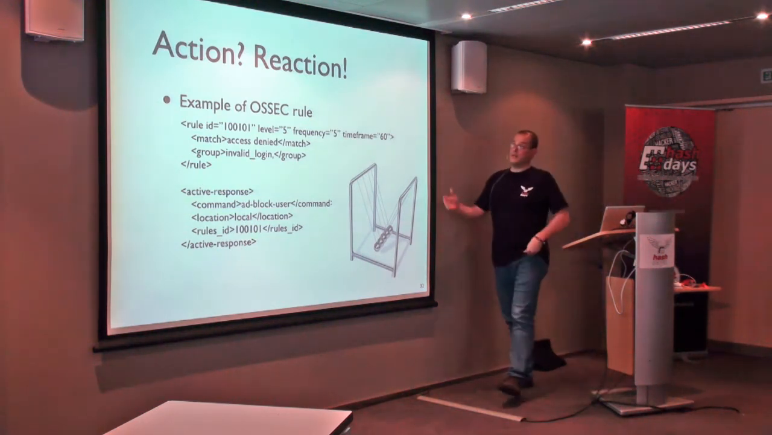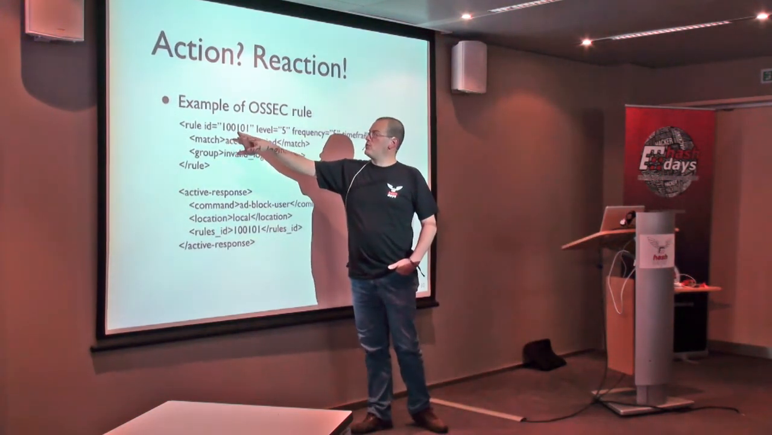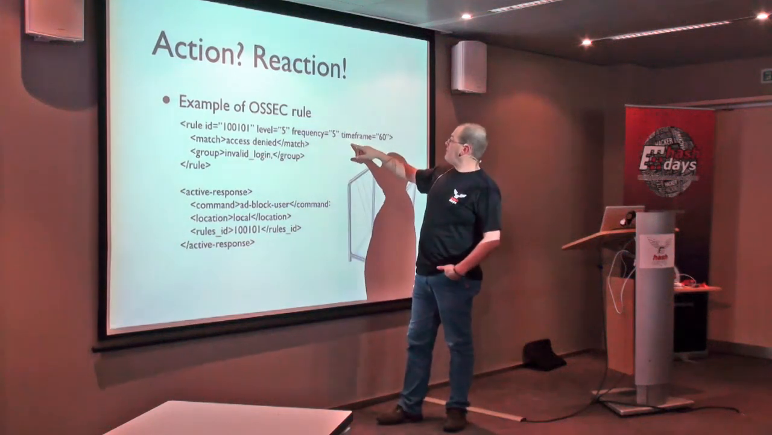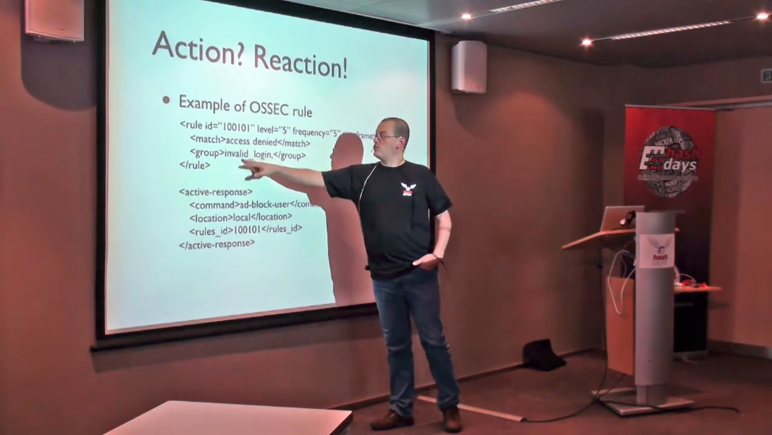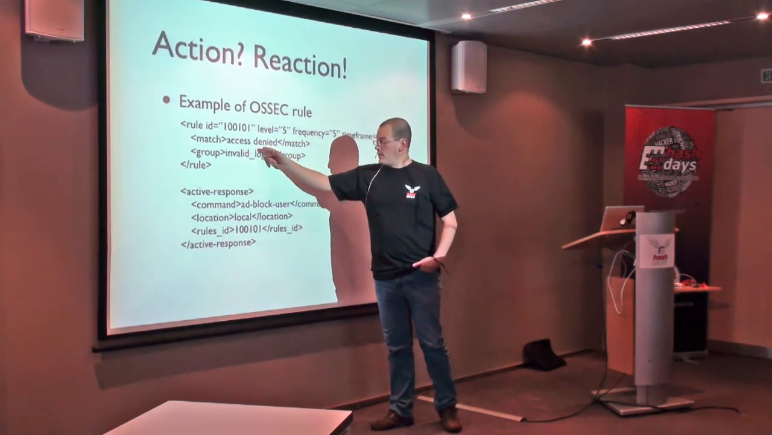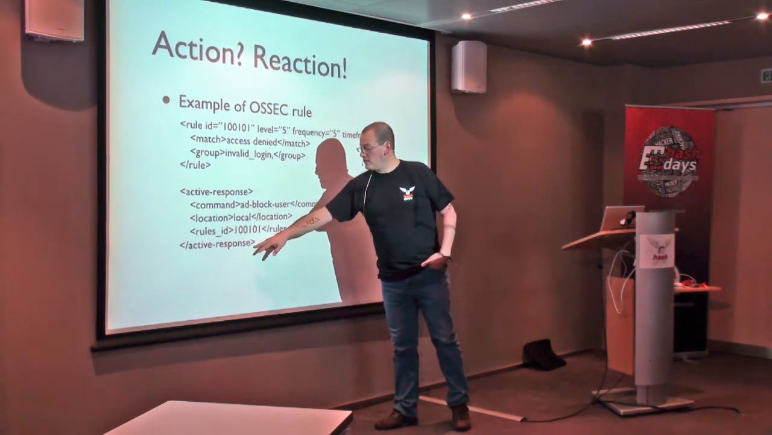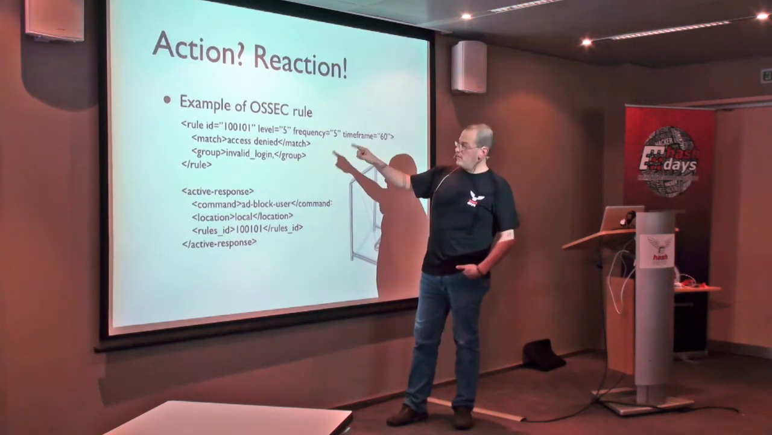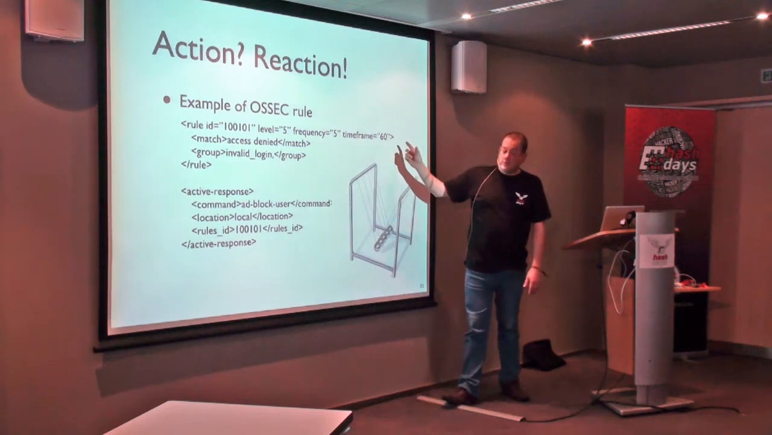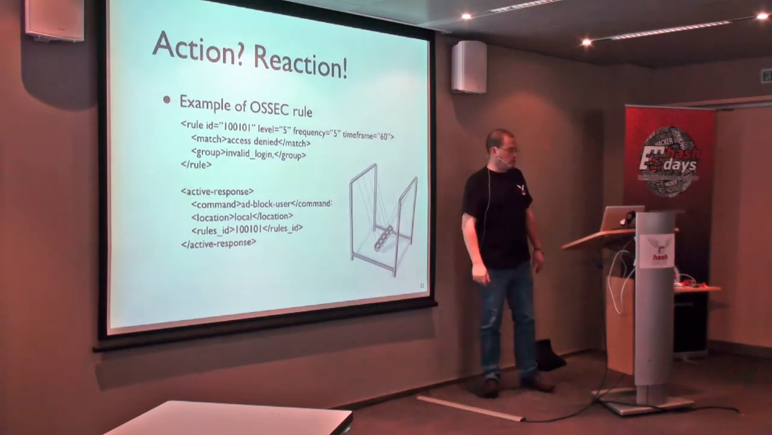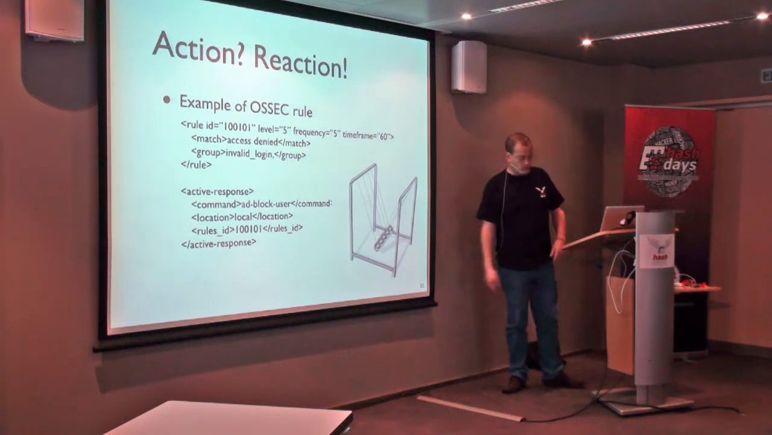And this is an example of OSSEC rules. This is rule number 100101, level 5. If I see 5 times in 60 seconds an access denied, so this is the type of alert invalid group, what I do is add block user for location local, this is my rule, active response. So if I see 5 times the same access denied or access denied on multiple servers, I can extract the username from the alert and I can block the user. Real principle of action-reaction, like well known in this game.